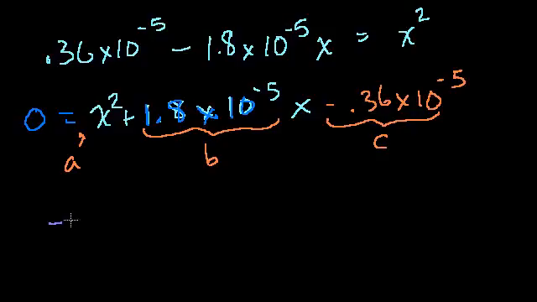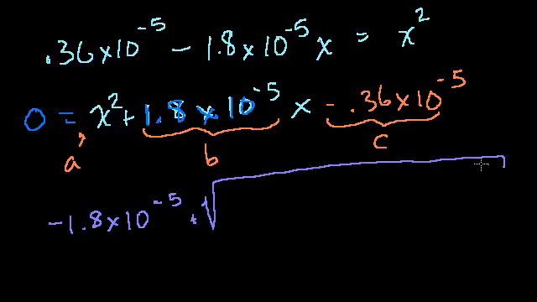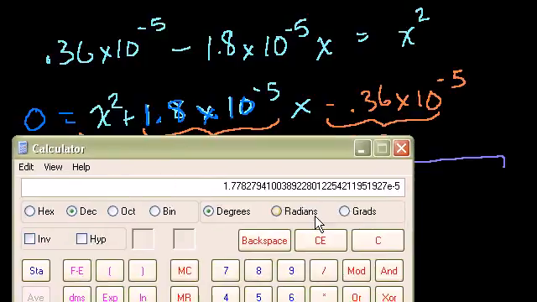So you get minus 1.8 times 10 to the minus 5 power, plus or minus. We'll only have to do the plus, because if we do the minus, we'll end up with a negative concentration. So plus the square root, I have to do a lot of math here, of b squared. So it's 1.8 times 10 to the negative 5, so it's 1.8. If you square it, it's 3.24.